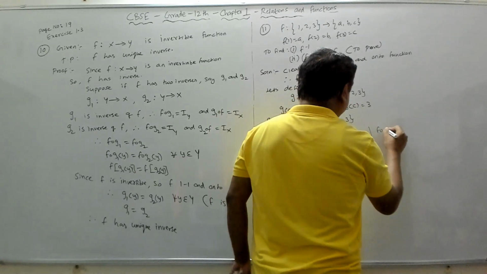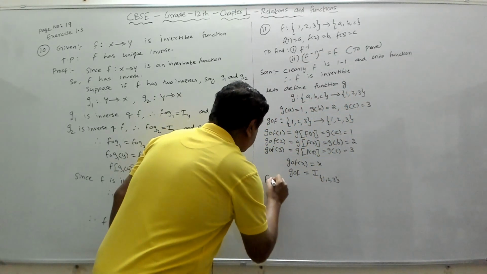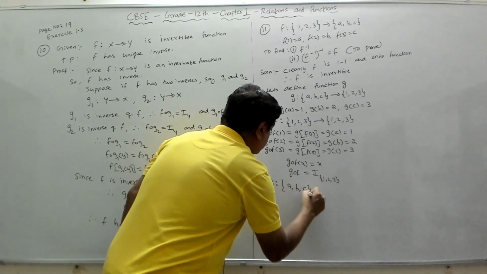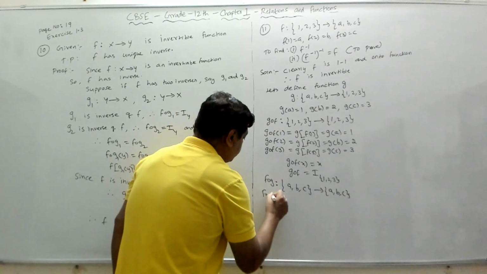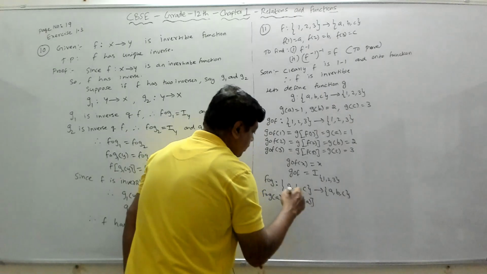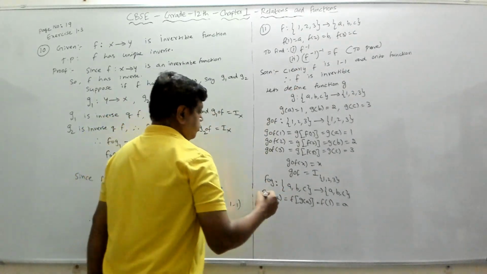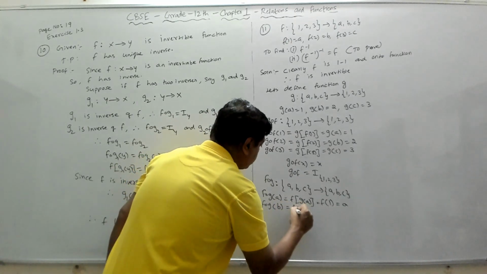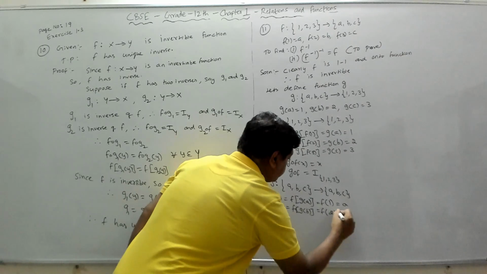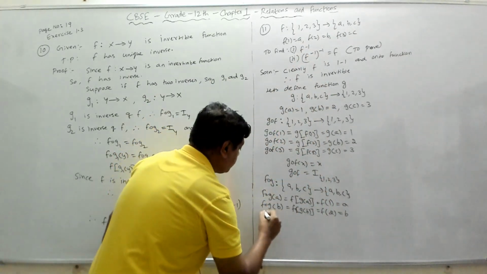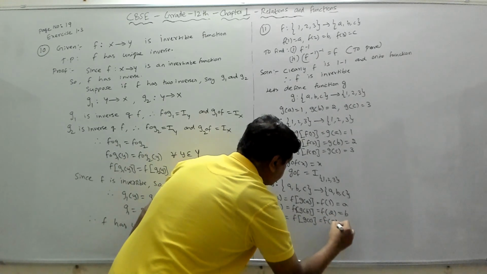Similarly, if you do the reverse, f of g is a function from which set to which set? F of g is a function from the set A, B, C to the set A, B, C. And let's define it. F of g of a is f of 1, and f of 1 is a. Similarly, f of g of b: g of b is 2 and f of 2 is b, by the definition. And f of g of c is f of 3, which is equal to c.